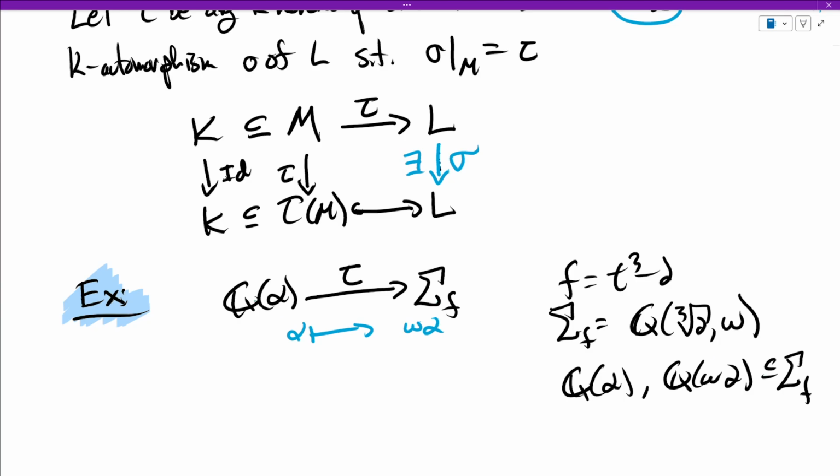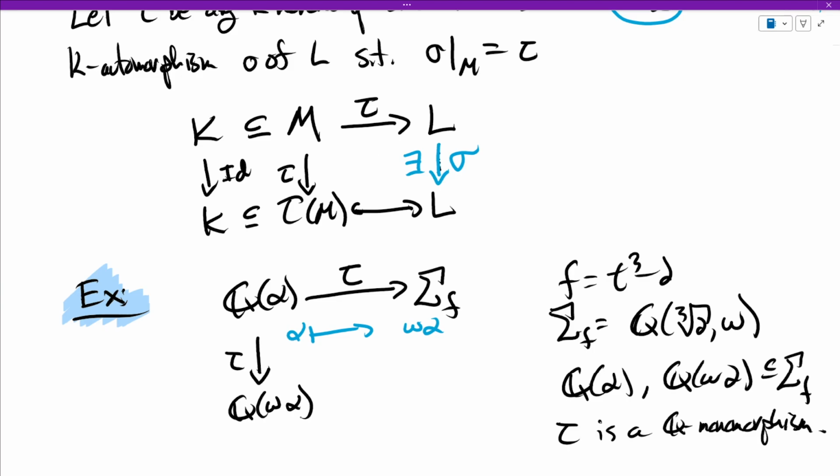So that's a Q-monomorphism. This tau is a Q-monomorphism because that tau we saw in the first video fixes Q. And to complete this picture, we can identify the image of tau with Q adjoin omega alpha, and we can include that in the splitting field of F.